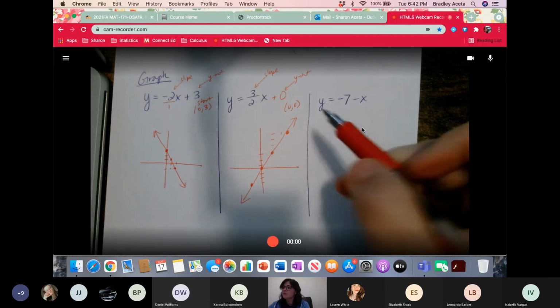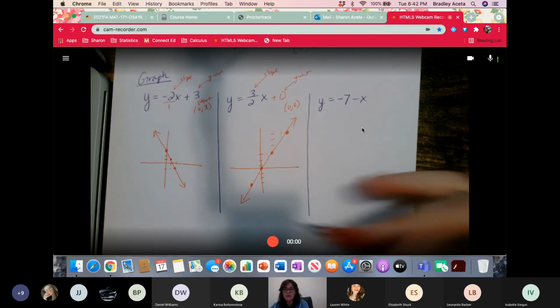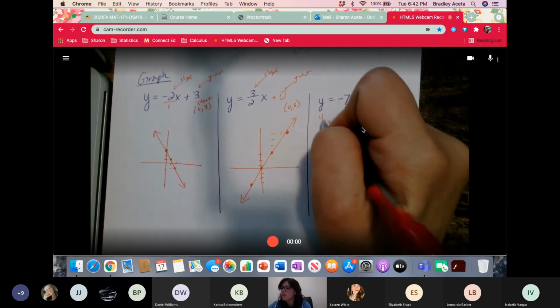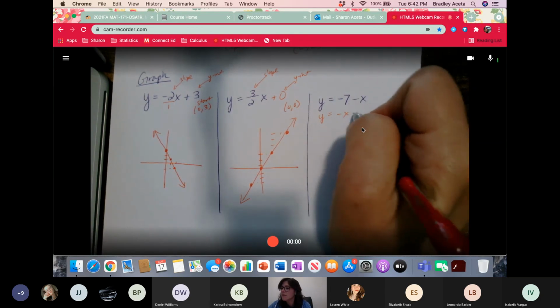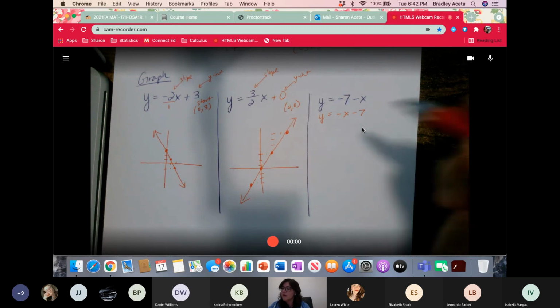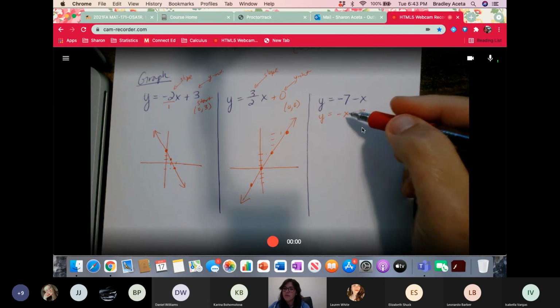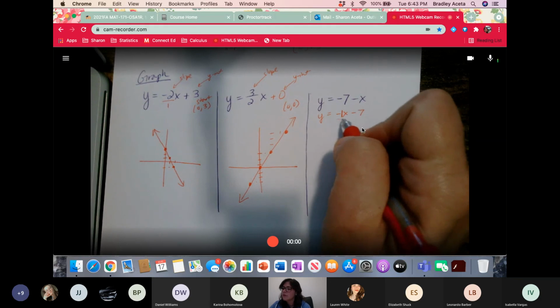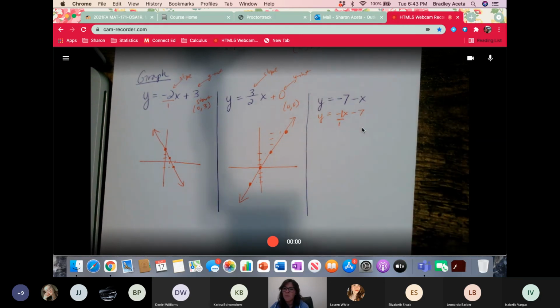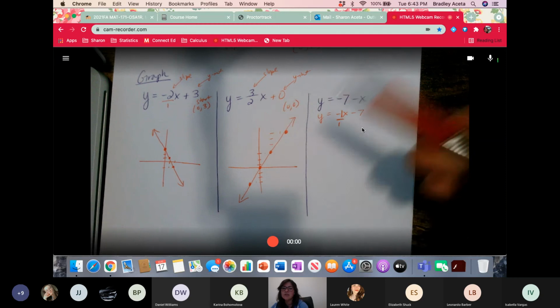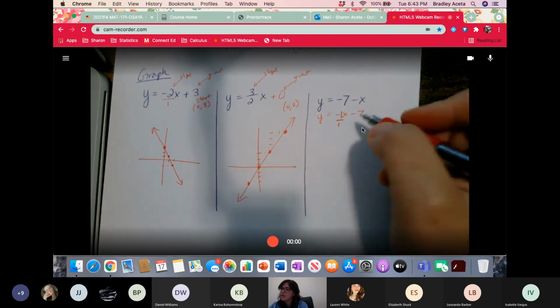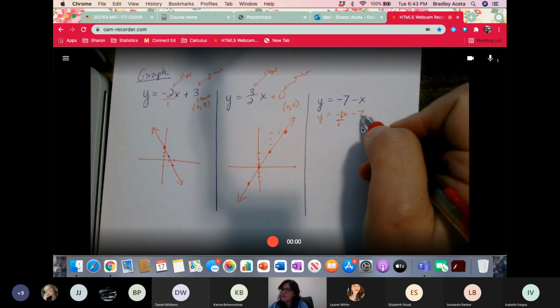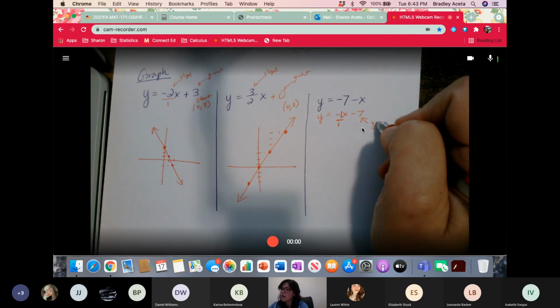Last one, negative 7 minus x. Now they kind of did this on purpose. They switched it. You can rewrite it if you want to, negative x minus 7. The slope is the number in front of x. In this case, it looks like there isn't a number, but there is. It's negative 1. There's always an understood 1 in front of something. Again, you could stick it over 1, because you always want slope to be a fraction, because it's a rise over a run. And then this negative 7 is where I start. That's my y-intercept.